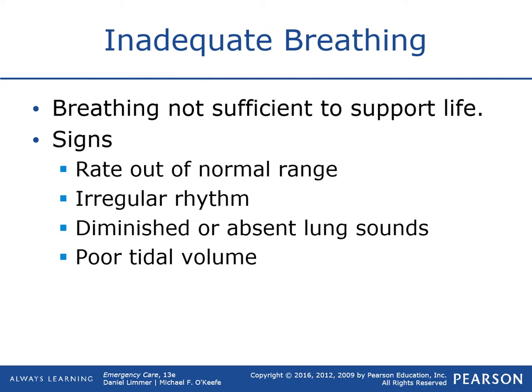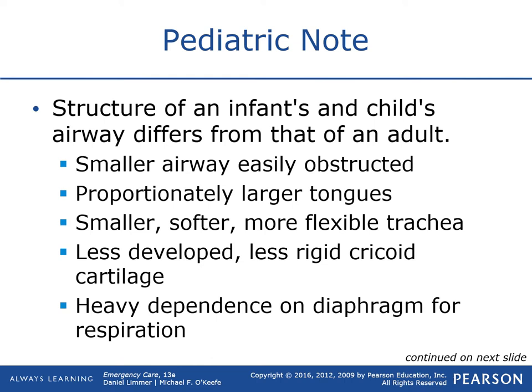Moving on to pediatrics. Again, this should be nothing new for you guys at this point. But the structure of pediatric airways is different than that of an adult. A pediatric airway, if you think of a funnel, starts big and then gets really narrow. And because they get narrow further down the airway, they become very easily obstructed. Also, proportionately, a pediatric tongue is much larger than an adult's, so it takes up a bigger area of your airway, which means it becomes an obstruction a whole lot quicker.